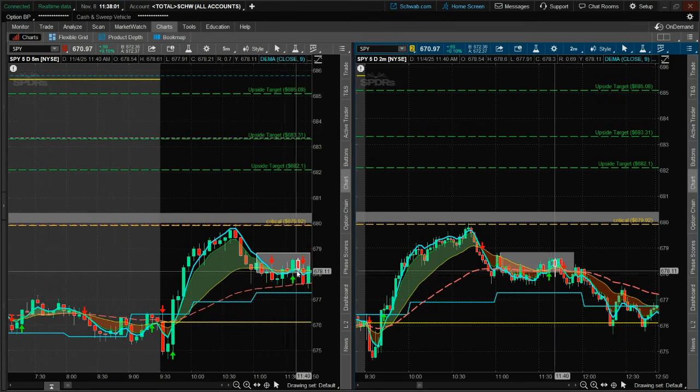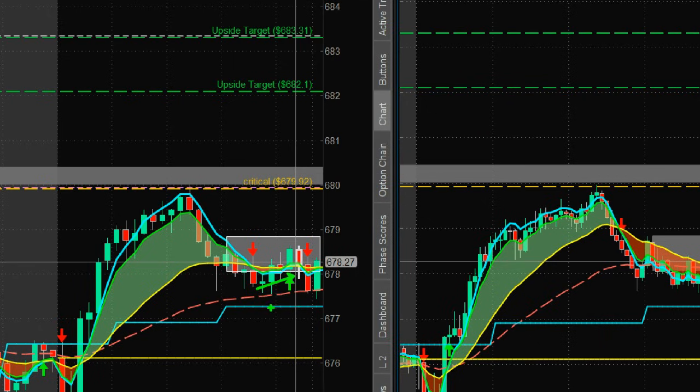So we then finally get ourselves a green bar right here that's ignored. I'm in short right here at 678. My stop's right up here. Now I'm targeting open print.